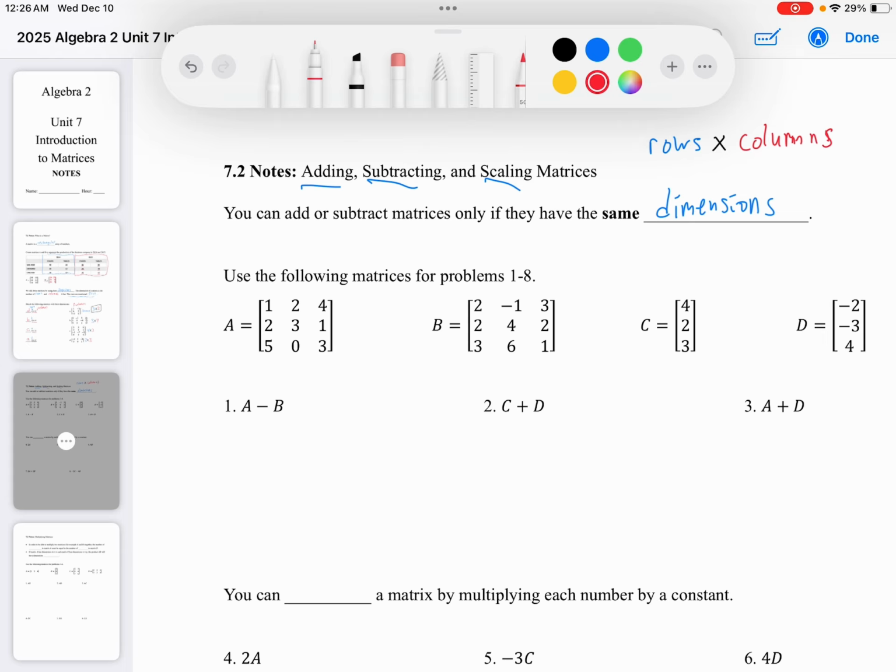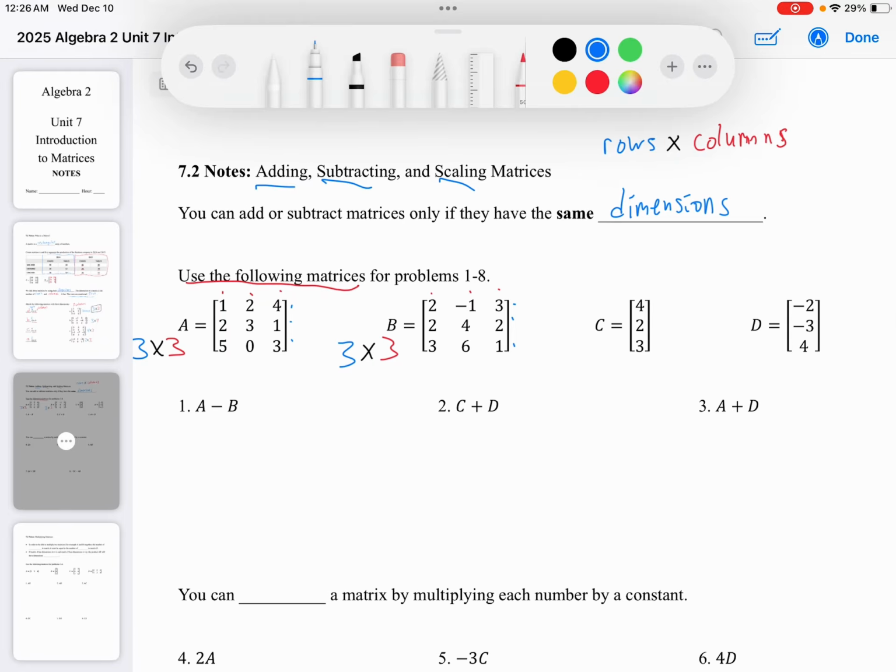So we have to check their dimensions before we can add or subtract. We're going to use the following matrices for these problems. A looks like I have 1, 2, 3 rows and 1, 2, 3 columns. So I would say that A is a 3 by 3 matrix. For B, again I've got 3 rows and 3 columns, so this would also be a 3 by 3 matrix. For C, we start with our rows, 3 rows, only the 1 column. So this would be a 3 by 1 matrix.